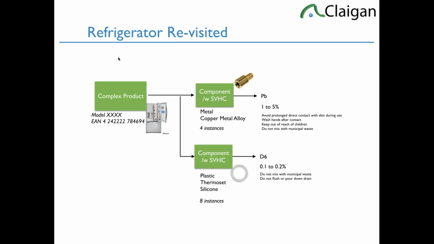Refrigerator revisited. We've talked about this in previous webinars. We're going to move beyond SCIP in a moment onto plastics. But again, you take a refrigerator that has a copper component with leaded brass in it. You have to identify the component, the fact that it's lead in, about 0.1% by weight. It has a silicone washer or seal with siloxane, D6-cyclosiloxane, above 0.1. You have to identify each component that has an SVHC above 0.1% by weight. If a component does not have an SVHC above 0.1% by weight, you don't have to identify it. But the main product has to be identified in each component or component type that has it.